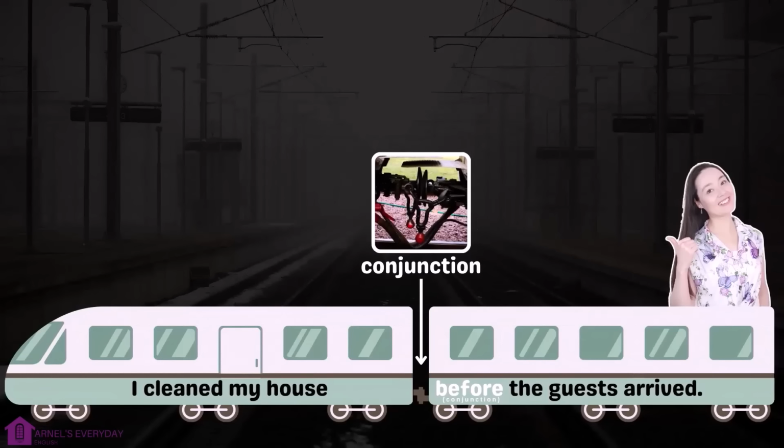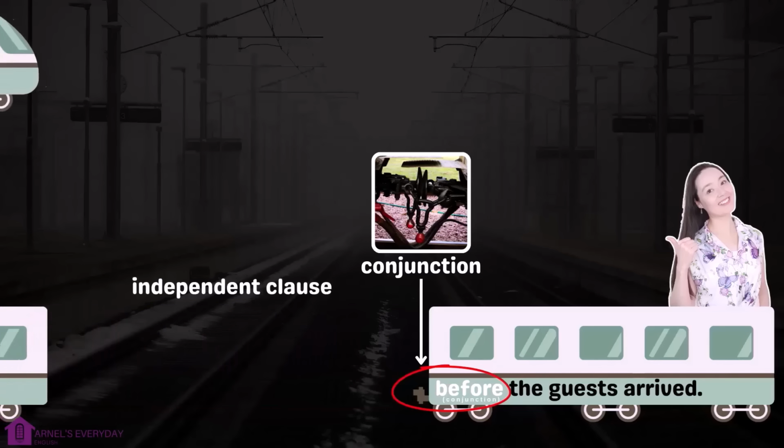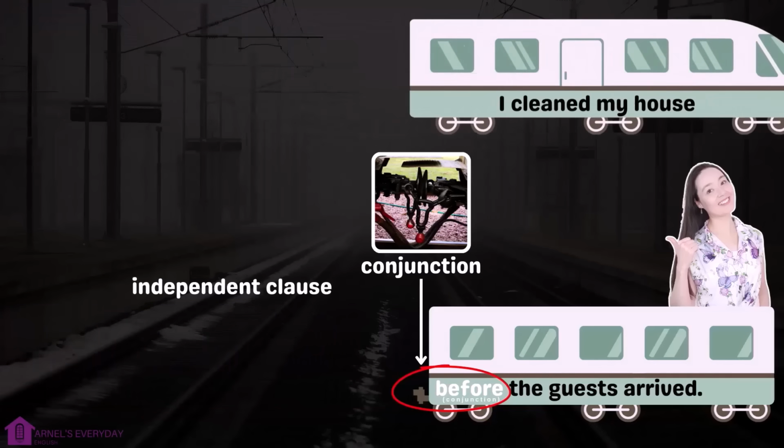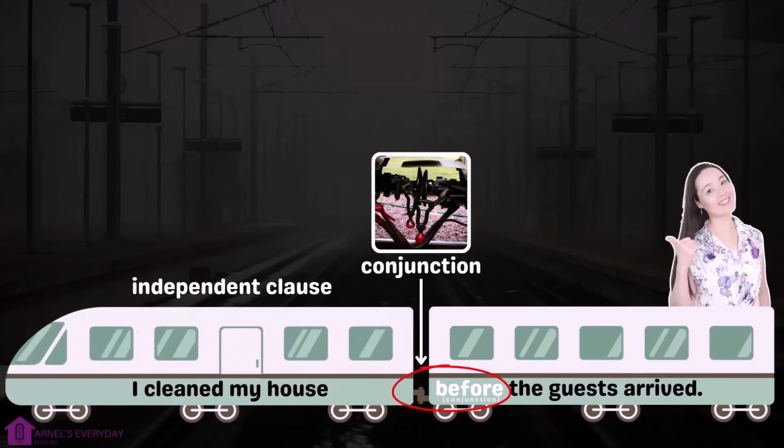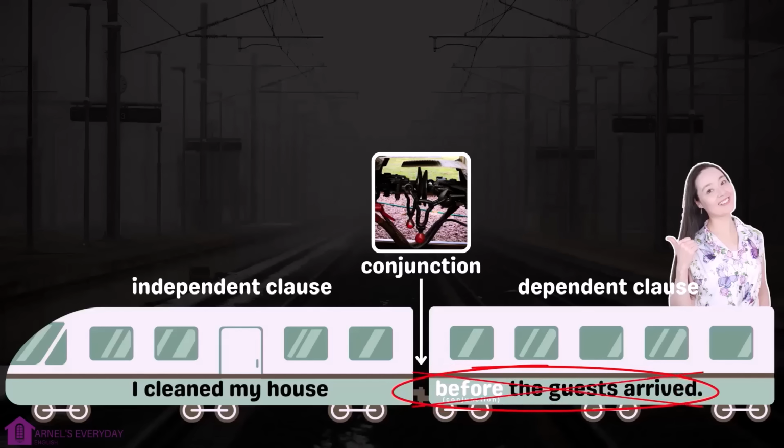The conjunction is like the thing that connects the 2 carriages. The engine is an independent clause. It can go anywhere it wants. It's independent. I clean my house is independent. It's a perfect sentence without any help. The other carriage represents the dependent clause. It's dependent because it depends on the engine. Before the guests arrived is not a complete sentence.